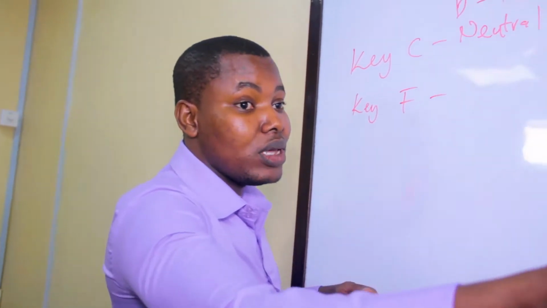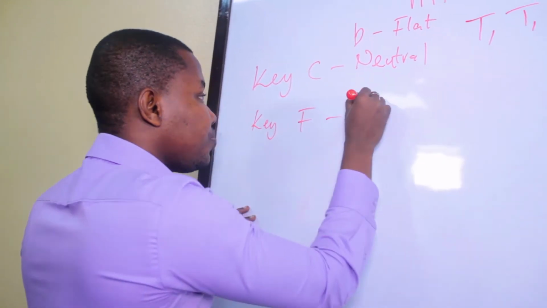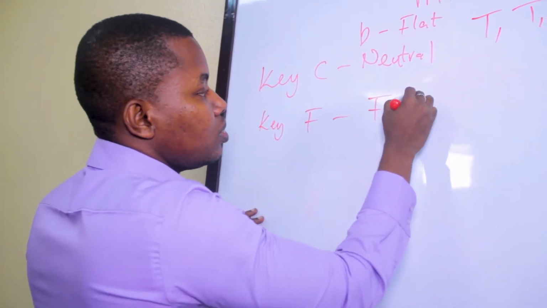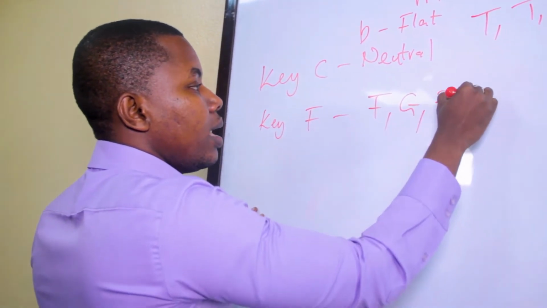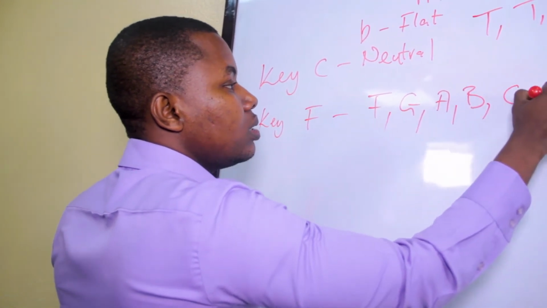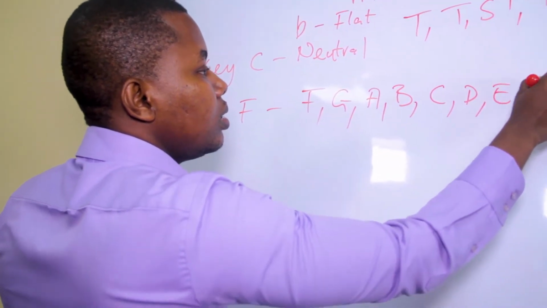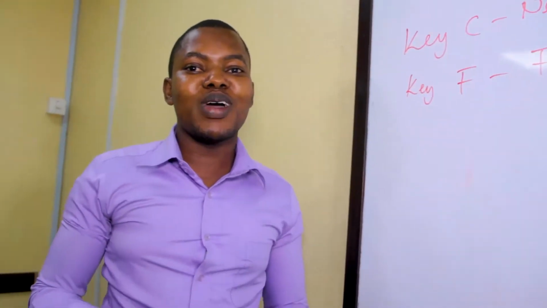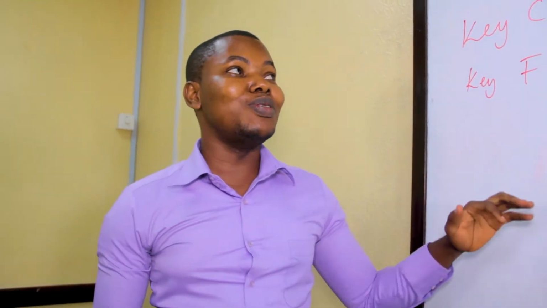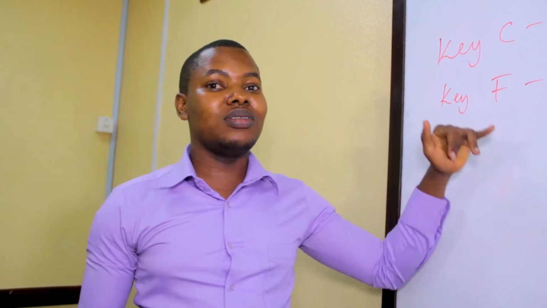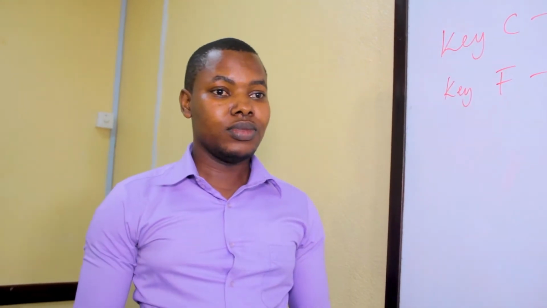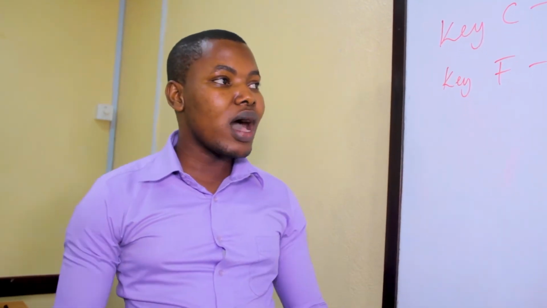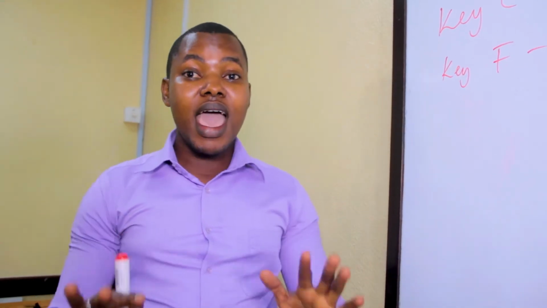Now the same way, what do we do? We list our octave first. F, G, A, B, C, D, E, F. So this is the point where I slow down because I'm coming to introduce you to another key which involves the flats, right? So I'm going to slow down for you to understand everything perfectly, right?